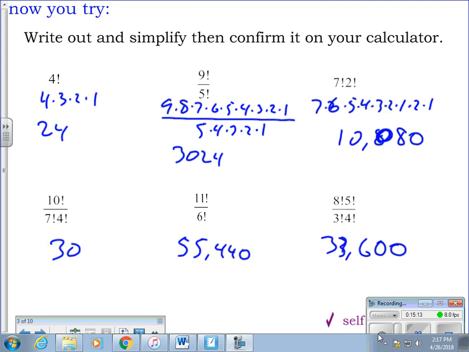So, first one, 4 times 3 times 2 times 1, it's 24. Second one, 9, 8, 7, 6, 5, 4, 3, 2, 1, over 5, 4, 3, 2, 1, 33,024. Last one, 7, 6, 5, 4, 3, 2, 1 over 2, 1, 10,080. And then the last three, you didn't have to write them out. Just figure them out. You got 30, 55,440, and 33,600. Questions? Okay.